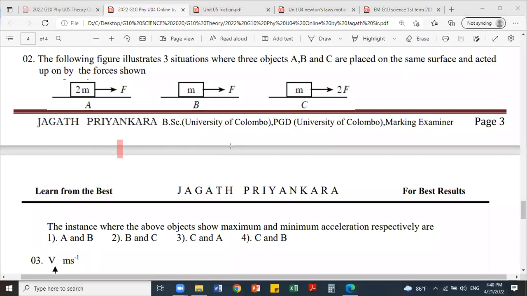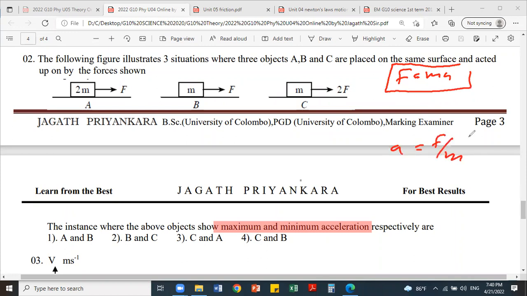The question is: which one has the maximum and minimum acceleration? How to find the acceleration? Look at the equation. What is the formal equation? F equals MA. If you want to find the acceleration, what is it? F over M. Acceleration is equal to F divided by M. F equals MA is the formal equation, so if you want to find the acceleration, you can make this the subject: A equals F divided by M.